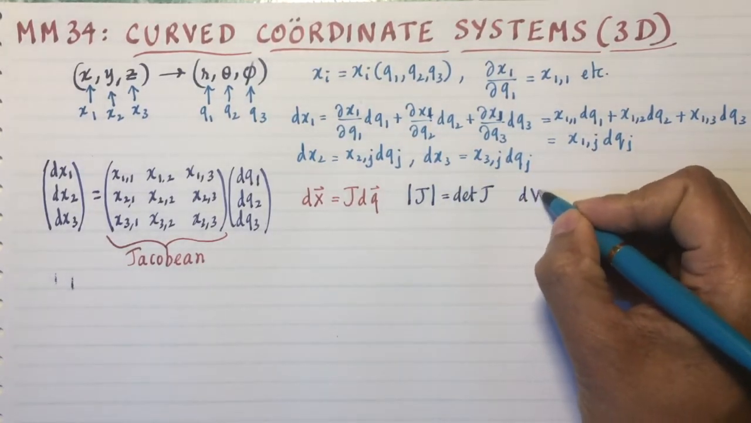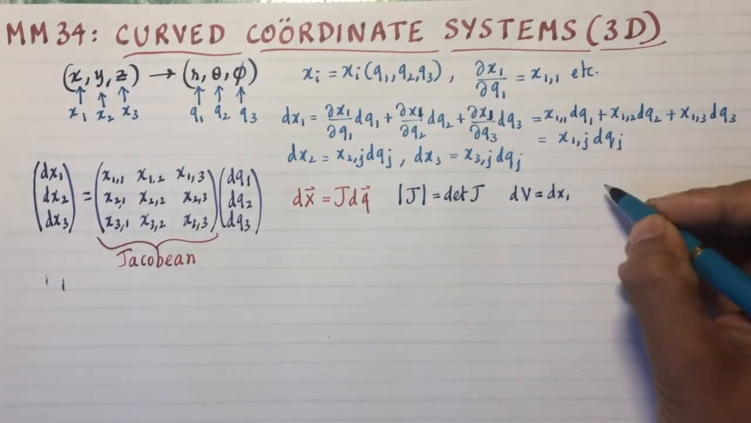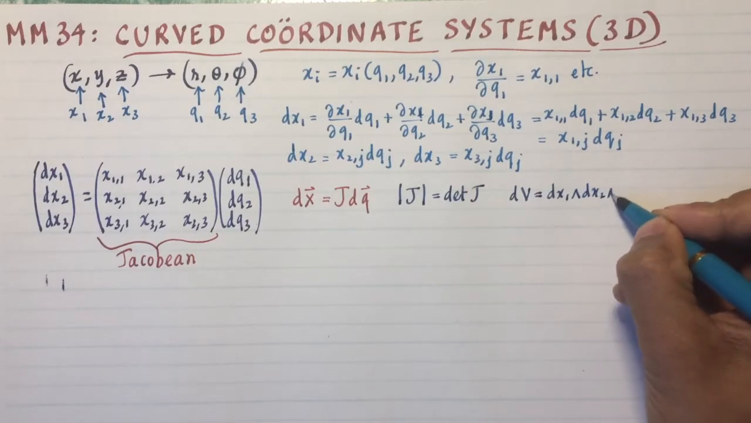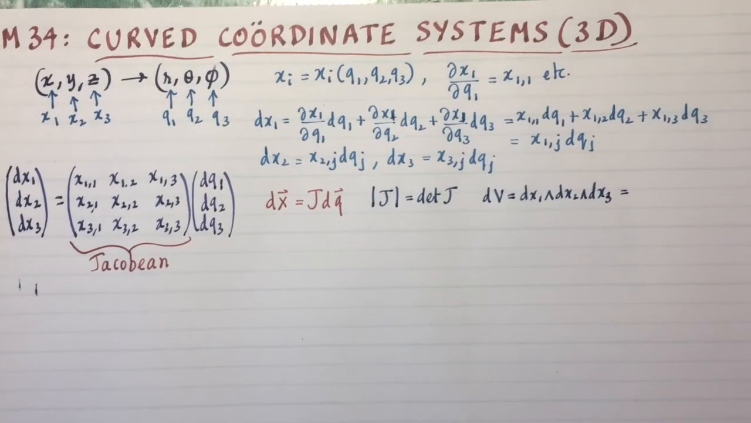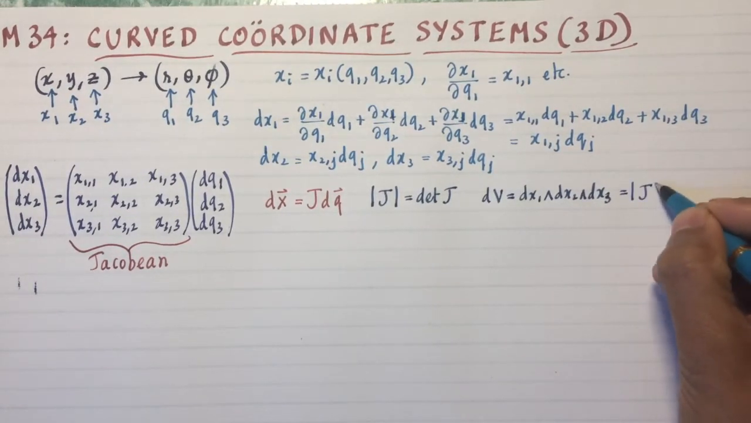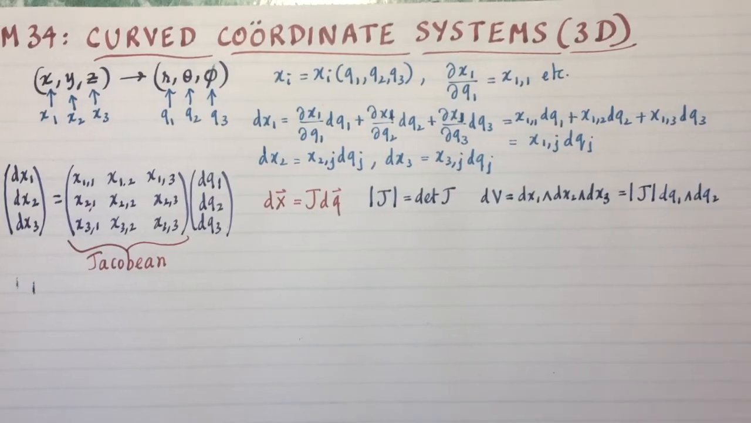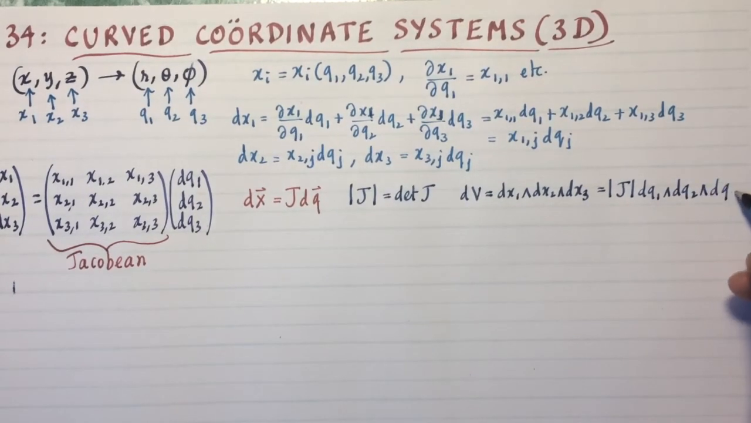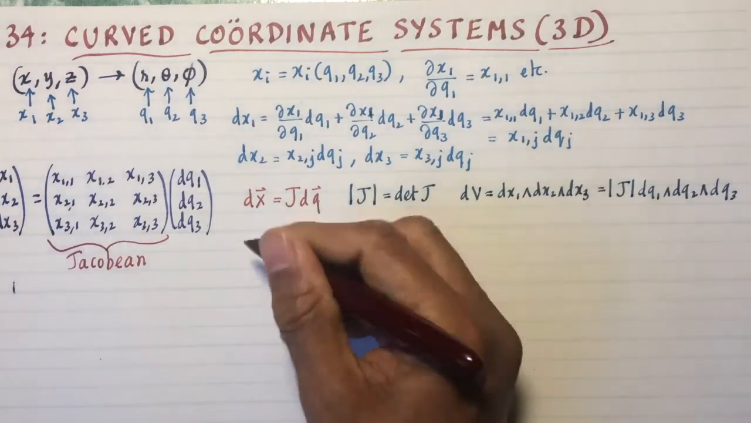So if we have the volume element dV in Cartesian coordinates, it's just dx1 wedge dx2 wedge dx3. And in the other coordinate system, it would be the determinant of Jacobian times dq1 wedge dq2 wedge dq3. The wedges are strictly not necessary for three of them because it's basically the triple scalar product. Now, what I'm going to do here is write the arc length element ds.